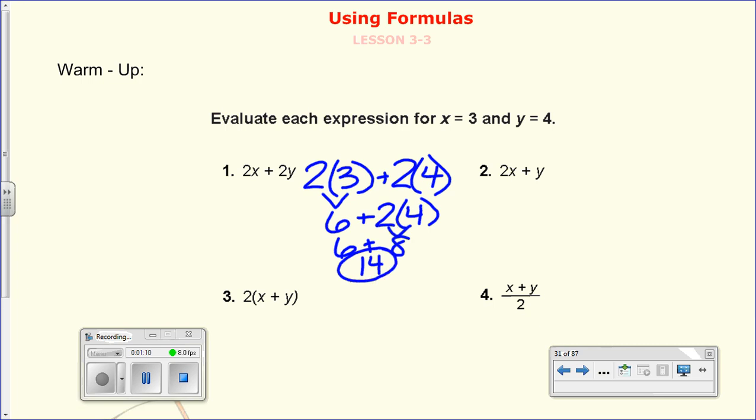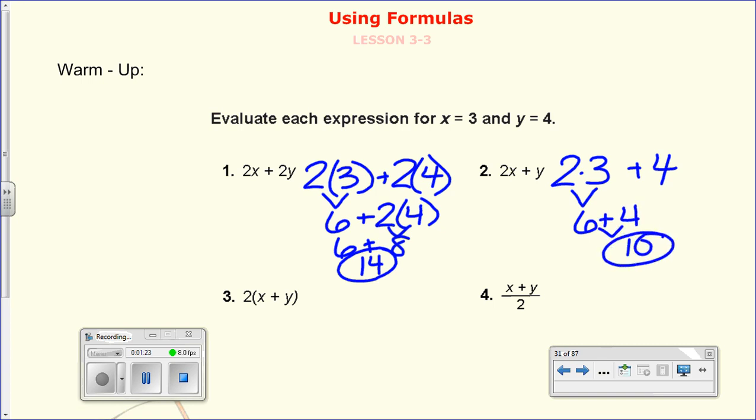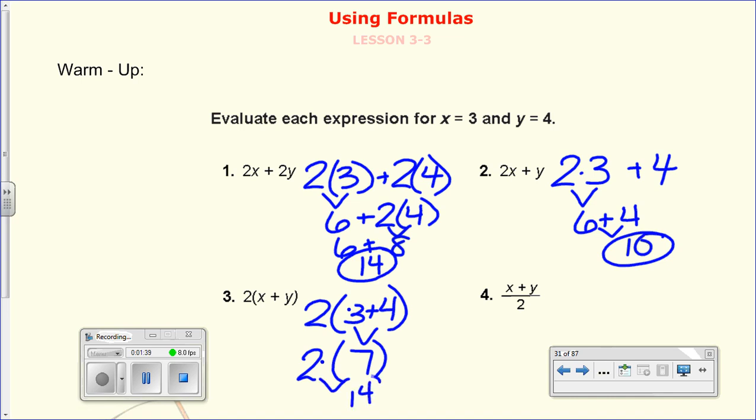For number 2 here, 2 times 3 plus 4. Again, you multiply before you add. So 2 times 3 is 6, and 6 plus 4 is 10. You should have had 10 for number 2. Number 3, we have 2 times the sum, 3 plus 4. You do parentheses first. We have 7. And then we have 2 times 7. Whenever you have a number outside parentheses like that, it means to multiply. So that would be 14.